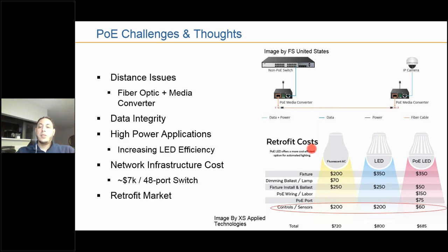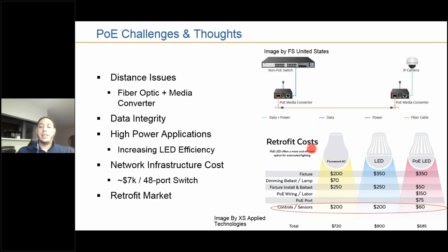Network infrastructure costs can also be a considerable challenge, where on average your 48 port switch can cost about $7,000 and change. And that's for 48 ports, thinking each of the 48 ports has about that 90-100 watt maximum power availability, but you can only deliver 71 watts to the powered devices. So that's really your limiting infrastructure cost that you can see as a challenge.